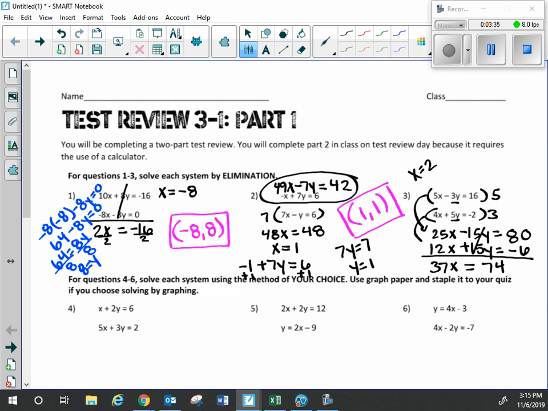If I plug that back in, 5 times 2 minus 3y equals 16, so 10, and subtract 10 from both sides, negative 3y equals 6, y equals negative 2. So your solution is 2, negative 2. Sorry, that one's kind of scrunched. Okay, moving on.